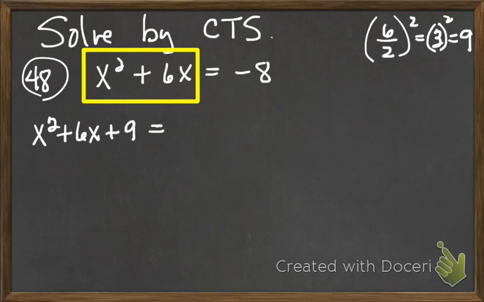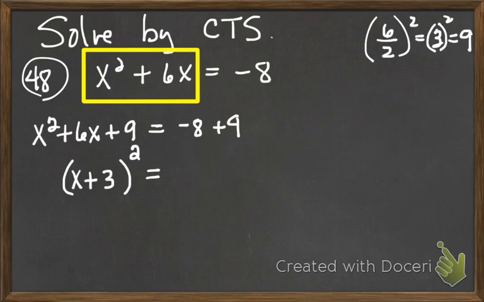And in solving equations, if you add a number to the left-hand side, you must also add the same number to the right-hand side. Now the left-hand side becomes a perfect square trinomial, which will factor into a binomial squared. What does x squared plus 6x plus 9 factor into? X plus 3 squared. The right-hand side just has 2 like terms, and you'll combine a negative 8 with a positive 9 and get a 1.